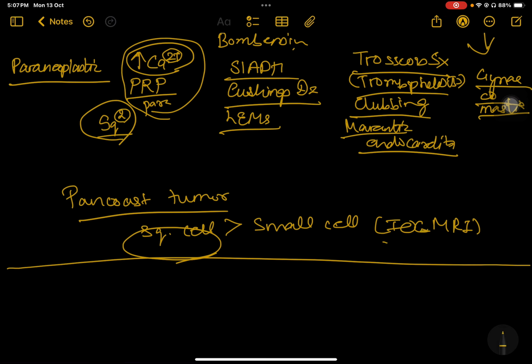And the investigation of choice here will be MRI because you will have to see for entrapment of the nerves. While in other lung cancers, you will go for an HRCT. But for Pancoast tumor, you will go for an MRI. So we will see congenital pulmonary malformations in our next video.